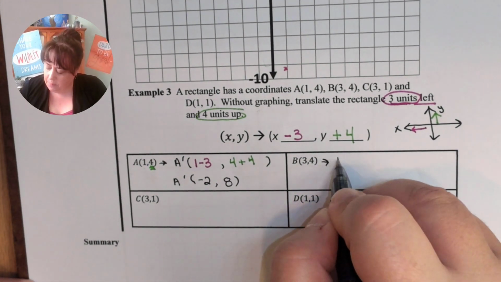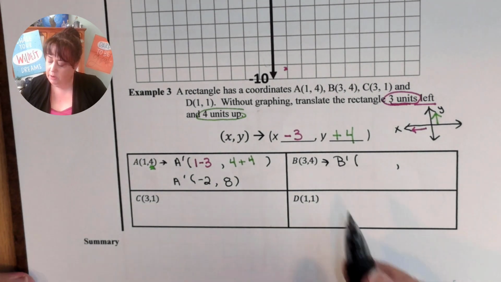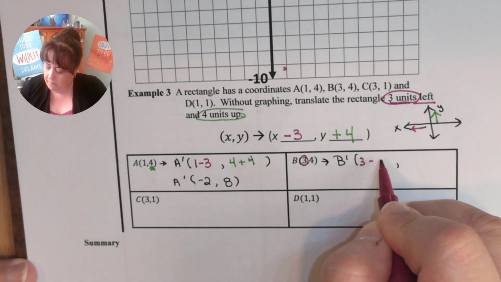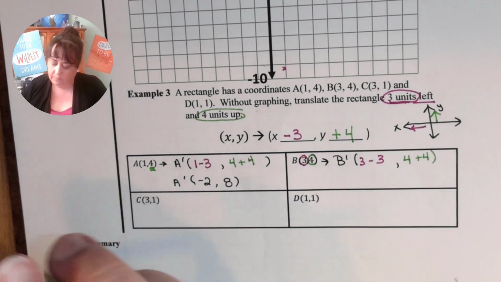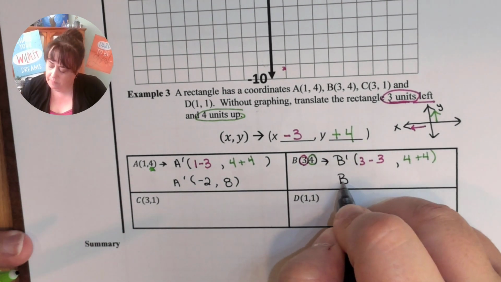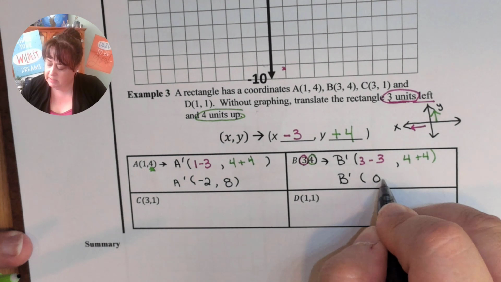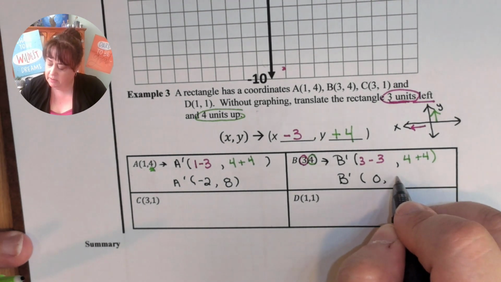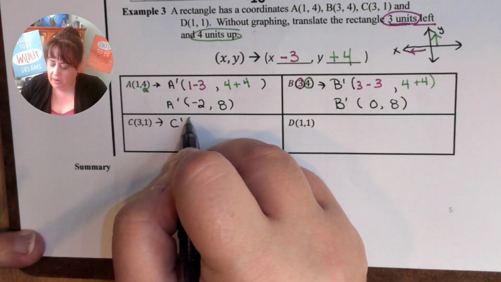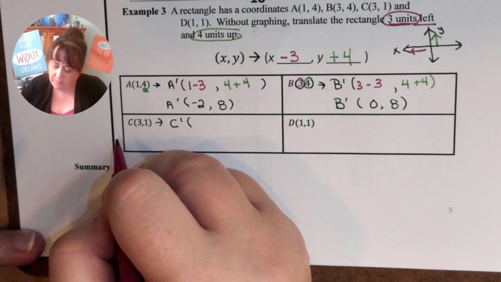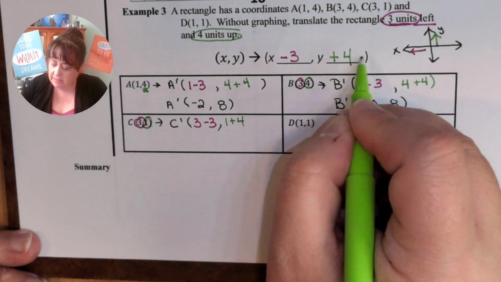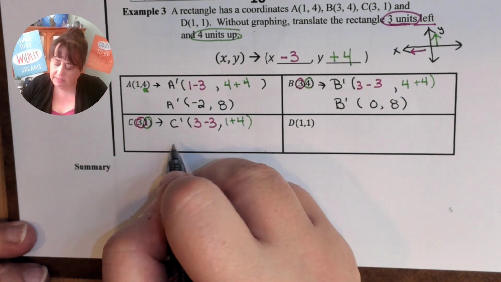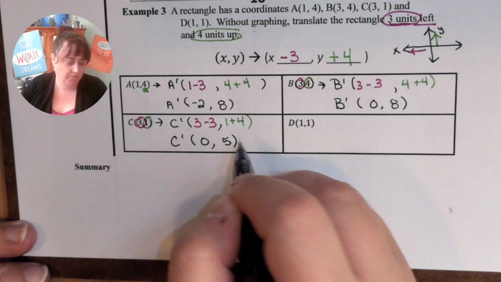So B prime is going to be 3 from here, minus this 3, and 4 plus this 4. So we end up with B prime is 3 minus 3 is 0, and 4 plus 4 is 8. C prime is going to be this 3 minus 3, and then this 1 right here, plus the 4. 3 minus 3 is 0, and 1 plus 4 is 5.